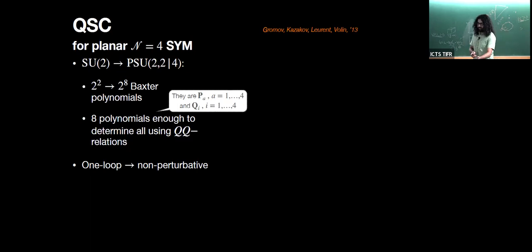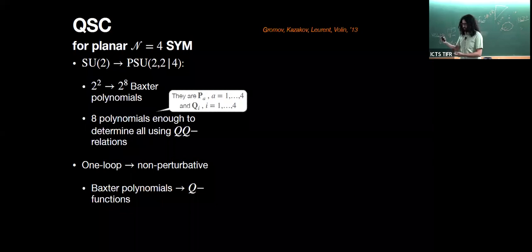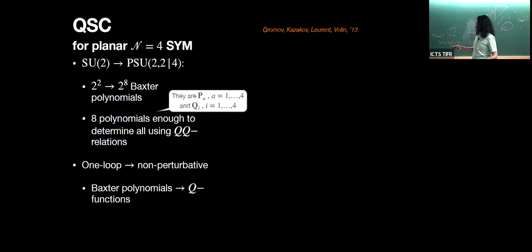Again, whatever I said previously was only at one loop, but this integrability holds non-perturbatively as well. And what this means is that I don't have Baxter polynomials anymore. I have Q functions. This can also be seen from the fact that you don't have highest weight spin chains anymore. If you have a highest weight spin chain, then you can always have Baxter polynomials. But once you have non-highest weight spin chains, you don't have polynomials anymore. You have Q functions.